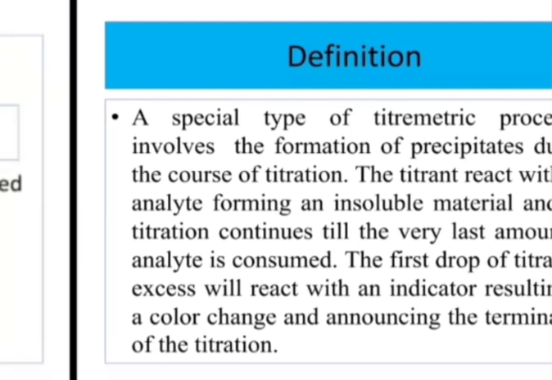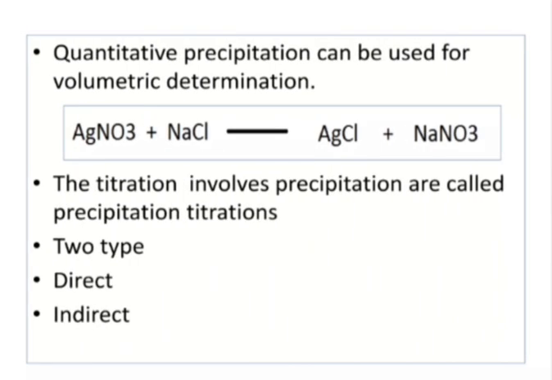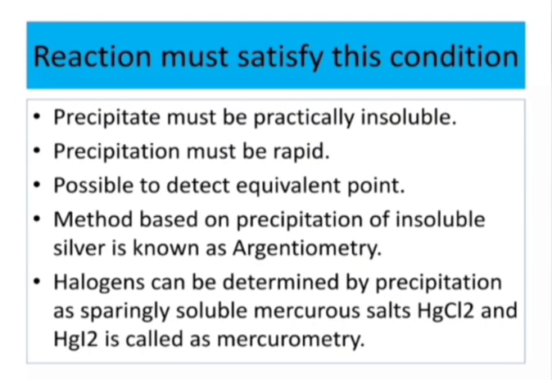Next, it involves two types, the direct method and the indirect method. First, what is a precipitate?